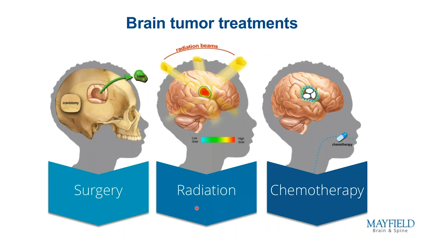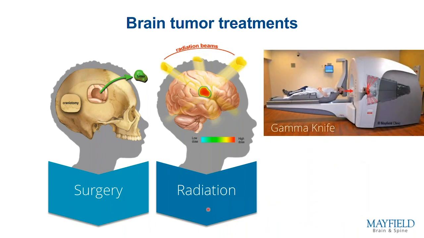Now, radiation damages the DNA of tumor cells, and this stops their cell growth, and that's how it kills the brain tumor. Radiation can be delivered in several ways. It can be delivered to the tumor from outside the body using machines such as the Linac machine or the Gamma Knife, which I've pictured here. And radiation can be given in low doses over multiple visits, which is called radiotherapy, or in high doses over like 1 to 5 visits, and this is called radiosurgery.